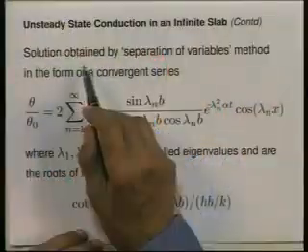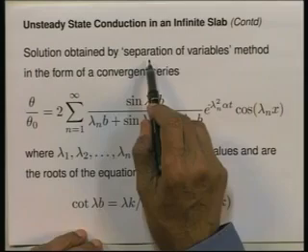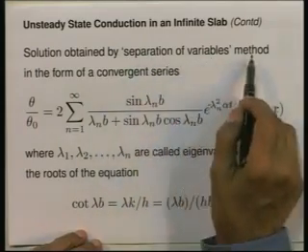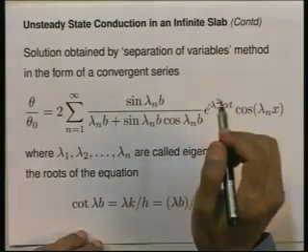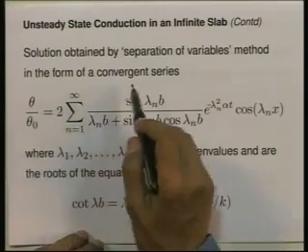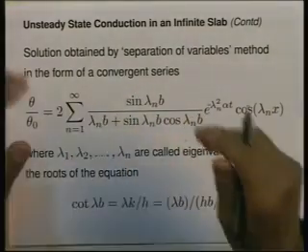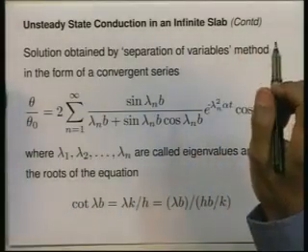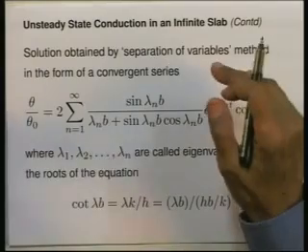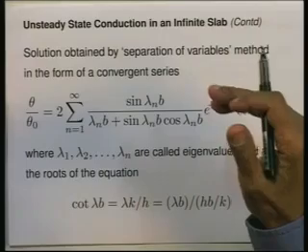The solution for this partial differential equation is obtained by what is called the separation of variables method. This is the method used for obtaining the solution to the problem, and the solution is obtained in the form of a convergent series. Finally, we get the solution in the form of a convergent series. So, I am skipping the solution method here, because that is not required in this class, how we get the solution, how we solve the partial differential equation.